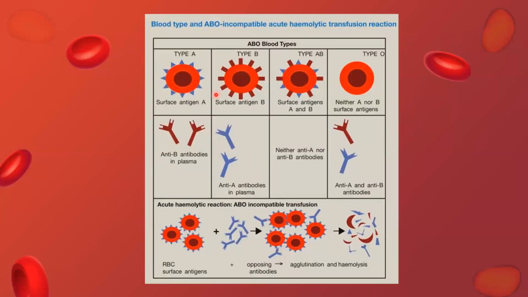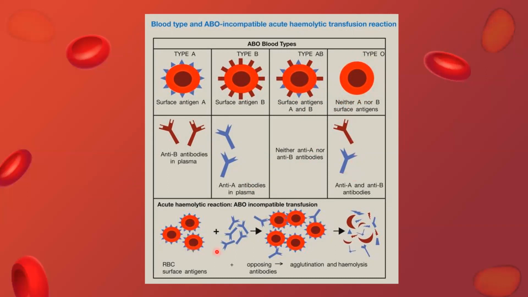Okay, there's another image. So blood type A has surface antigen A and it has anti-B antibodies. Blood type B, surface antigen B, has anti-A antibodies in plasma. Blood type AB, okay, A and B, AB has surface antigens A and B. It has no antibodies in the plasma. And in type O, no antigen. That's why we could donate type O. And it has anti-A and anti-B antibodies.